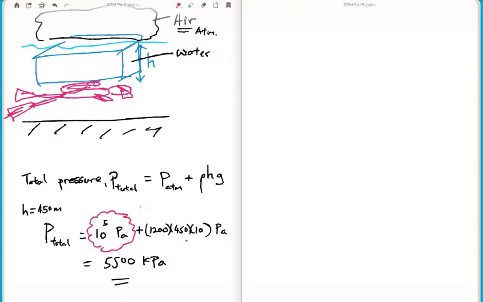Would the question ask you for the total pressure, or for the pressure caused by this liquid? Right? It's very tricky. You never know what they ask, so read the question carefully. But for P total, be sure to include atmospheric pressure. It's the amount of mass above you.